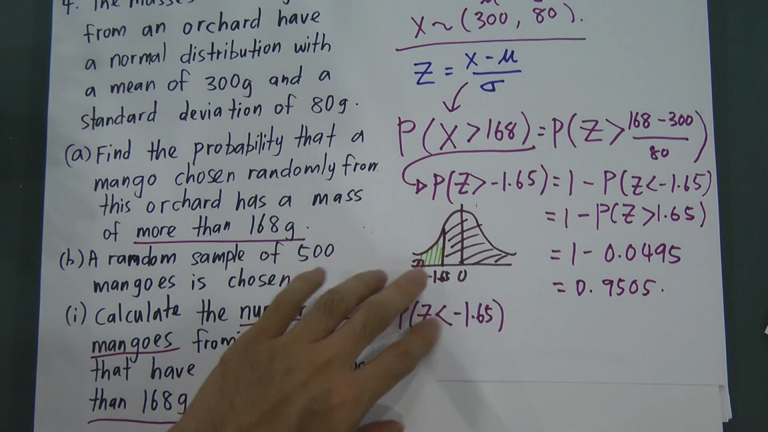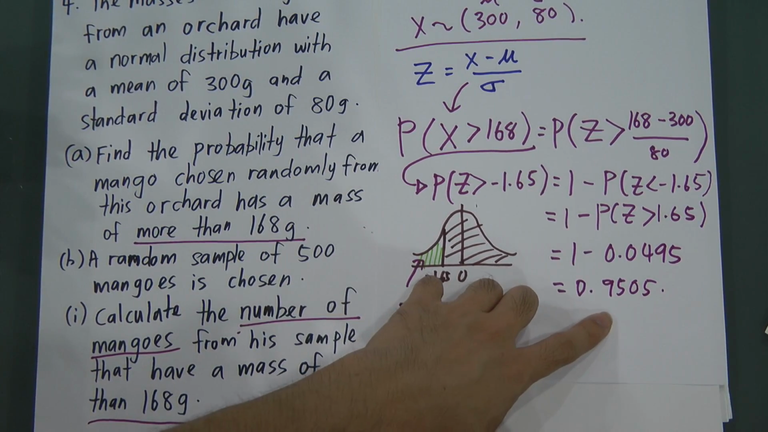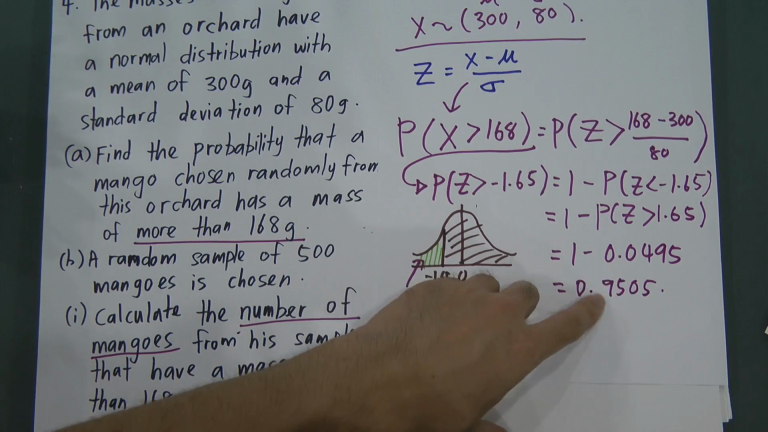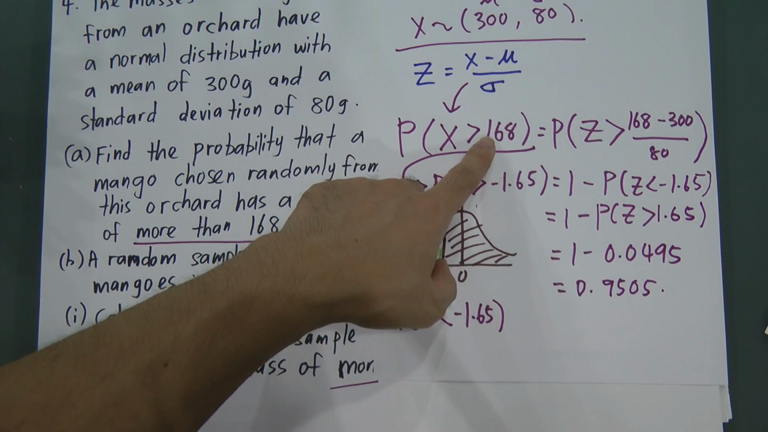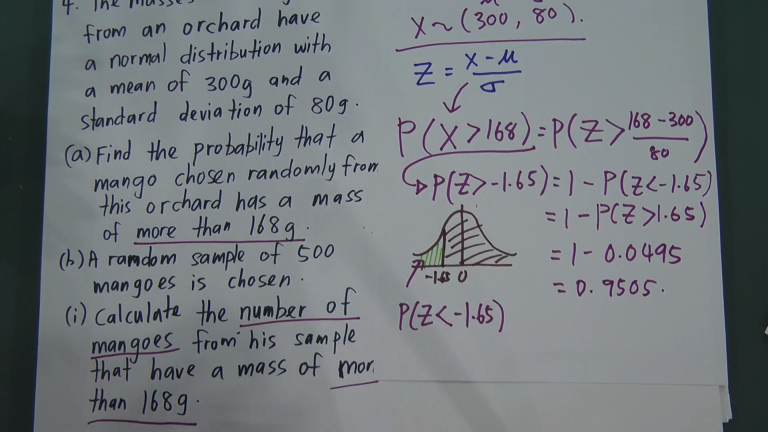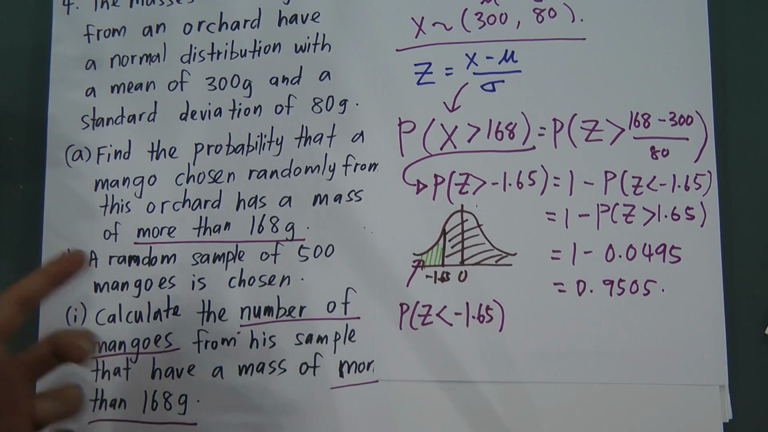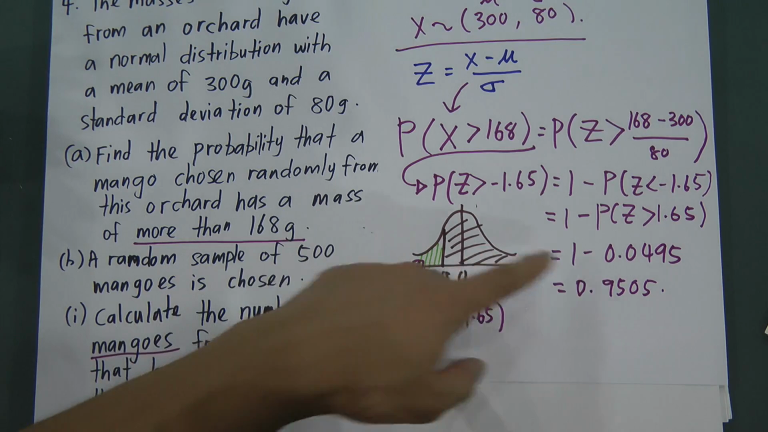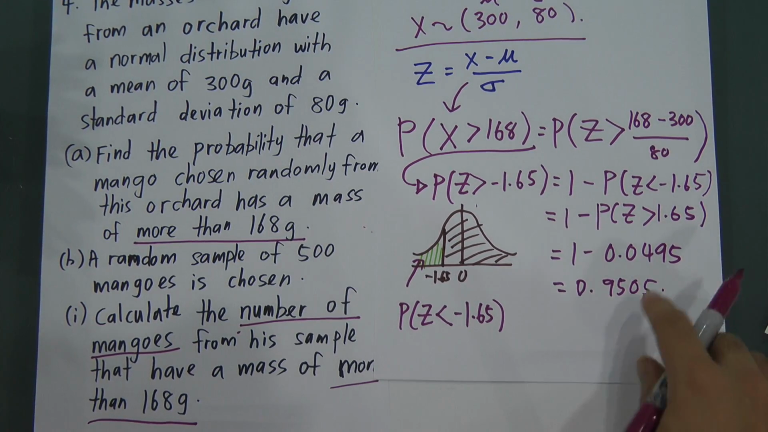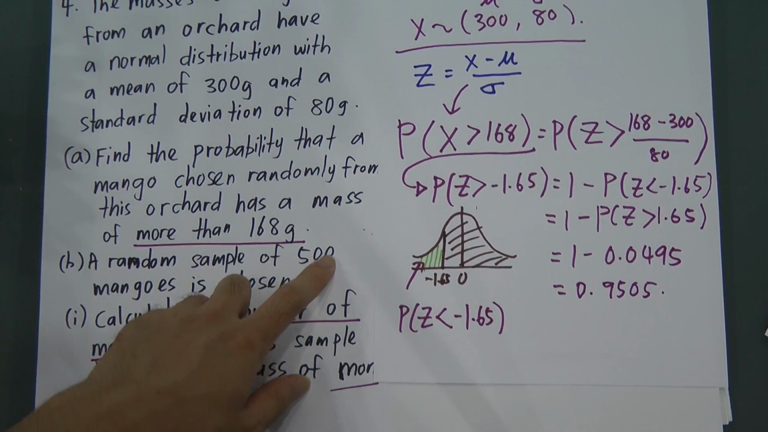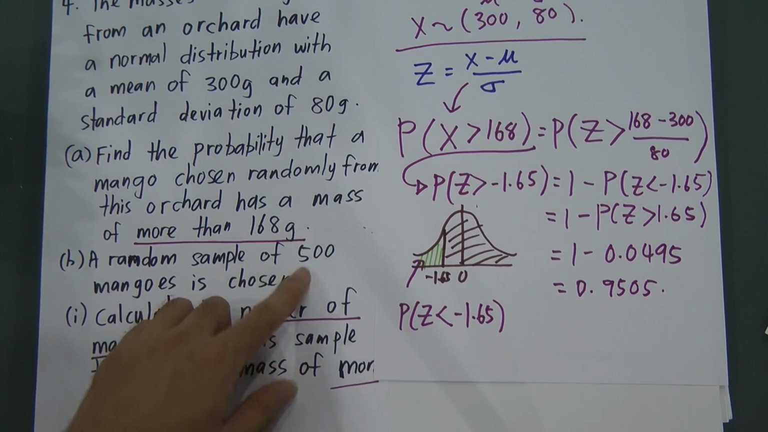Because just now we got this answer 0.9505. This is the probability to get a mango with mass more than 168 grams. So for part 1 it's very simple. You just multiply 500 by the probability, then you can calculate how many mangoes have a mass more than 168 grams. Just use the probability multiplied by the total mangoes here.